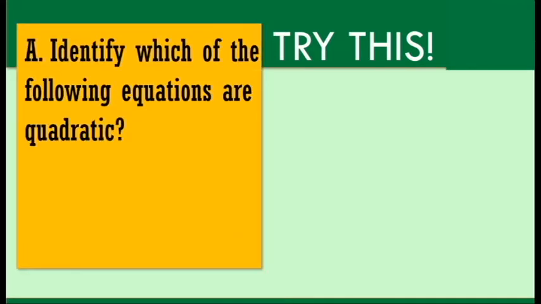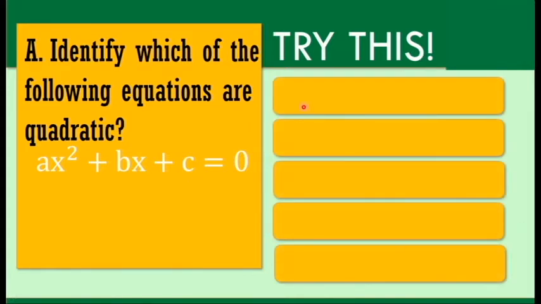And now I want you to try this. Identify which of the following equations are quadratic. Keep in mind that this is the form of your quadratic equation, with its first term as a quadratic term, its second term as a linear term, and your last term here is a constant. Now let's write these items.